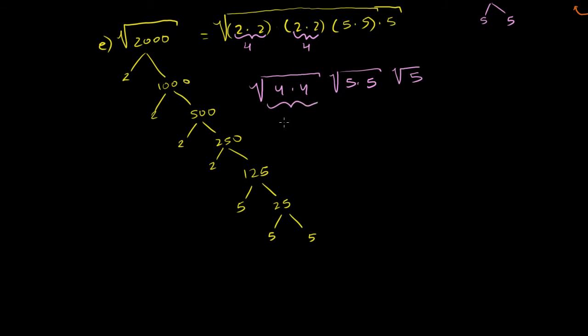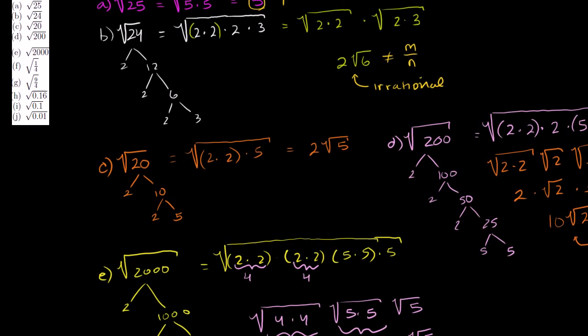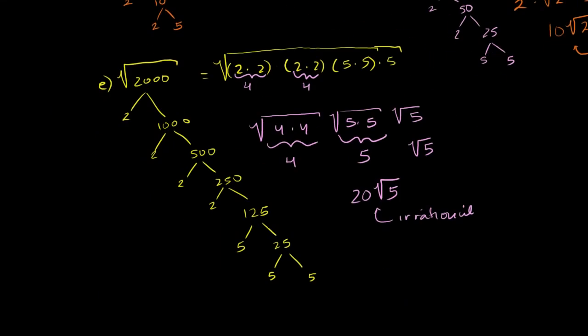So this right here is obviously 4. This right here is 5. And then times the square root of 5. So 4 times 5 is 20 square roots of 5. And once again, this is irrational.